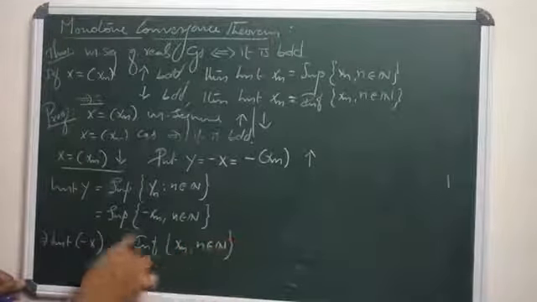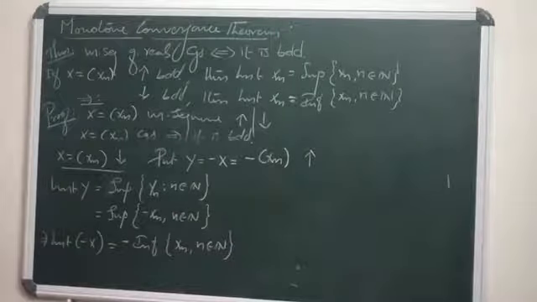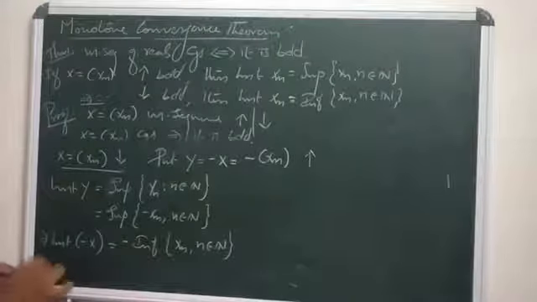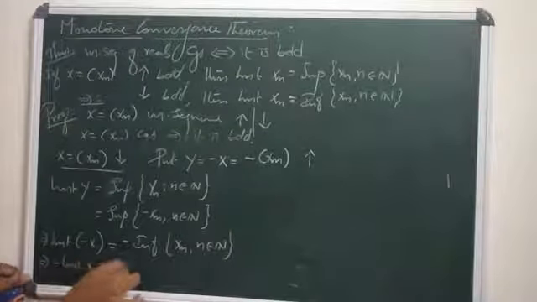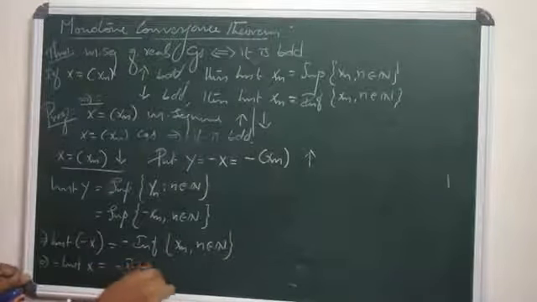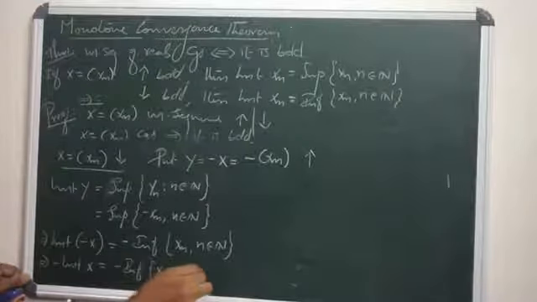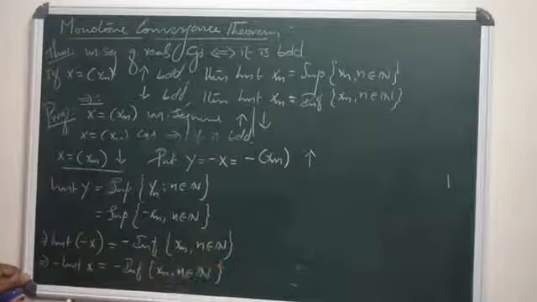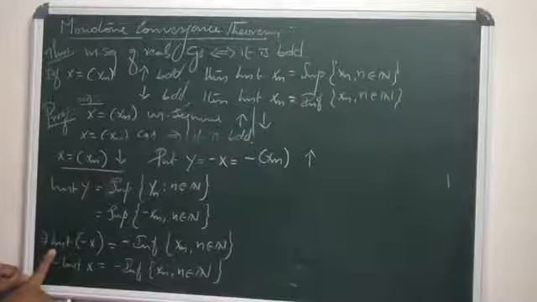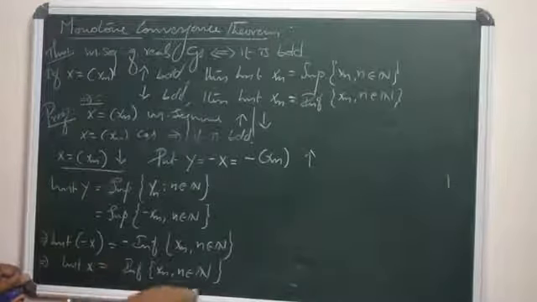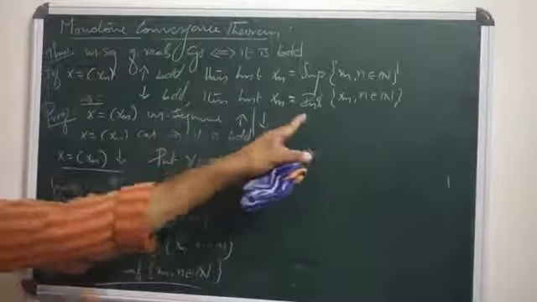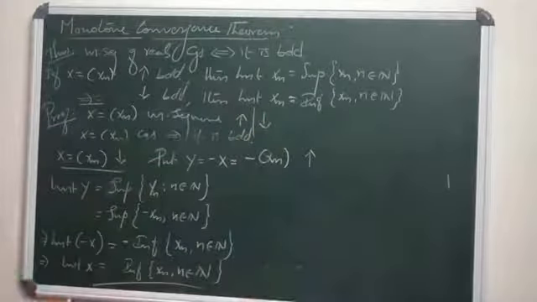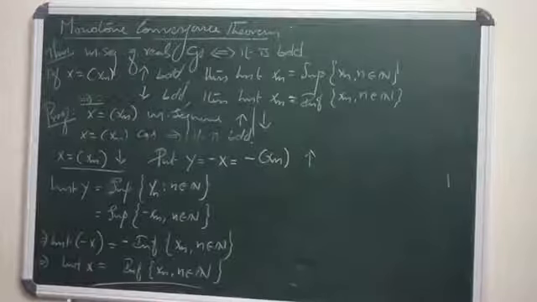What is the limit of minus x? Minus limit of x. So minus limit x equals minus infimum of the sequence xn for all n belonging to N. That means minus limit x equals minus infimum, so limit x equals infimum of xn. Limit xn equals infimum of xn for all n belonging to N. So that is the second result.